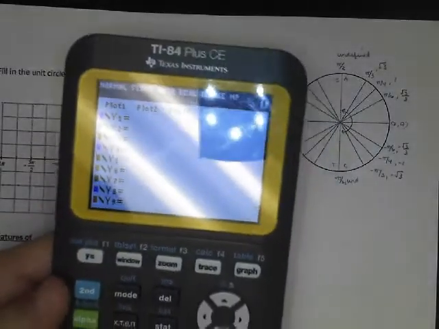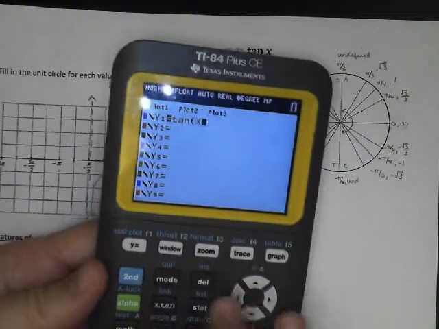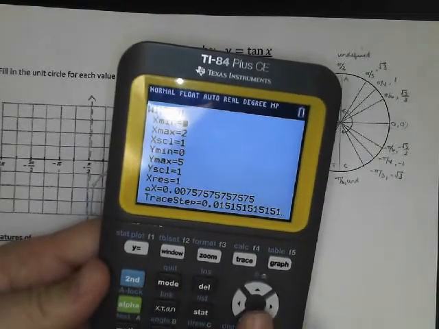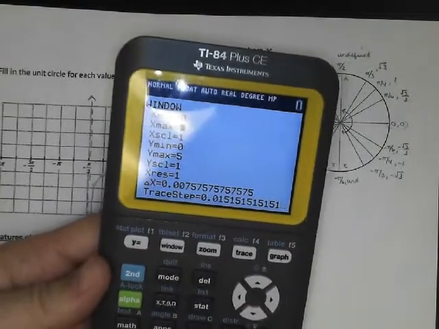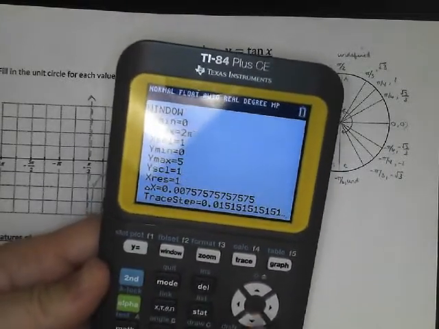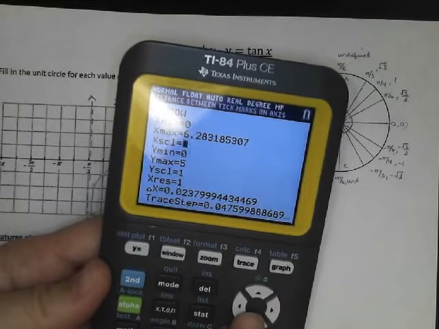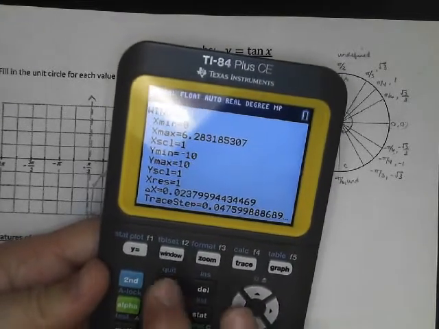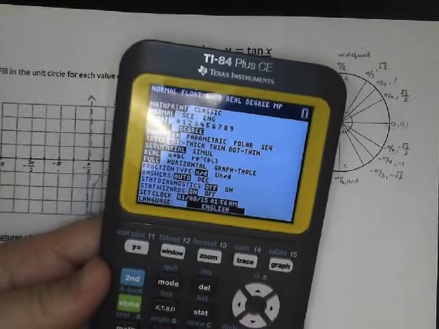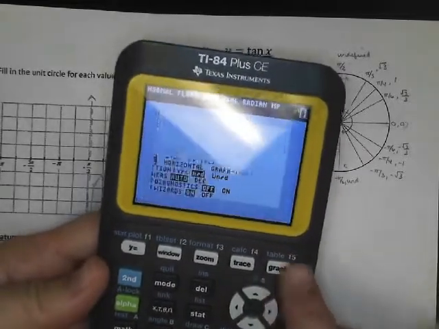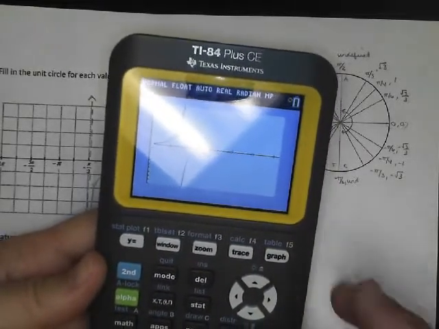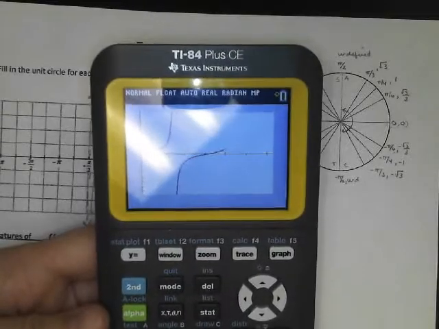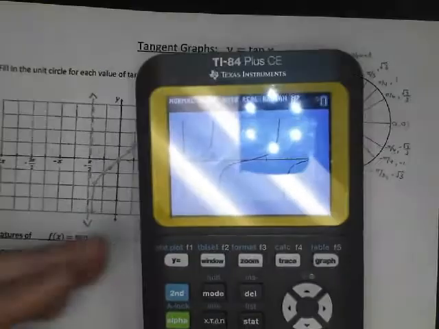If you look on your graphing calculator and you just do a tangent of x graph, and you do your window from 0 to 2 pi, let's say, and your y min negative 10 to 10 will do, and our mode has to be in radians. If we graph that, you're going to see kind of the tangent graph.